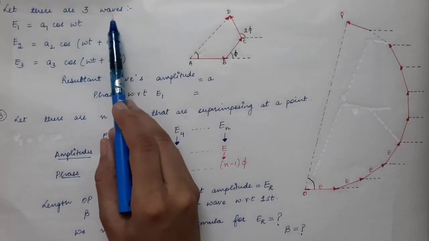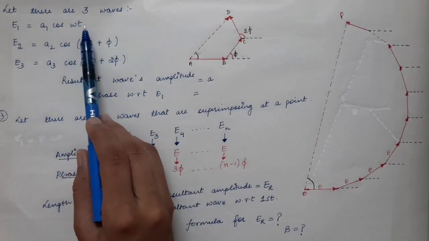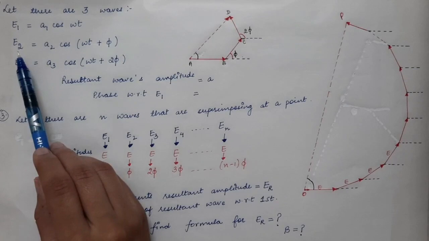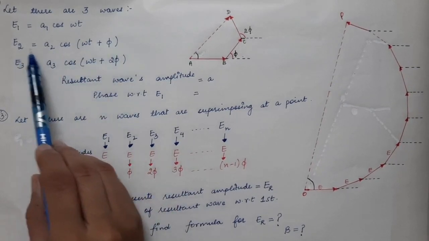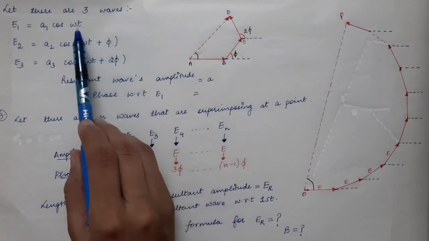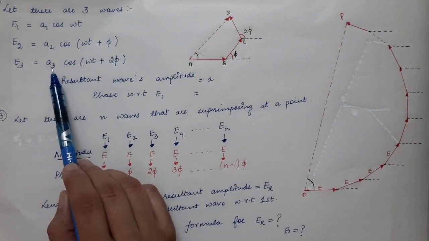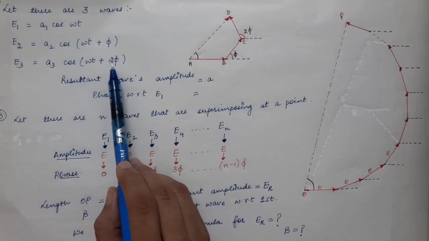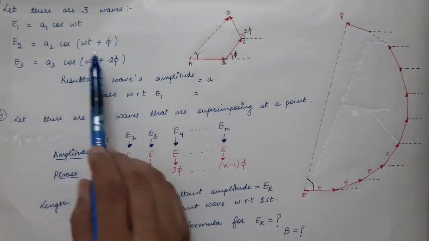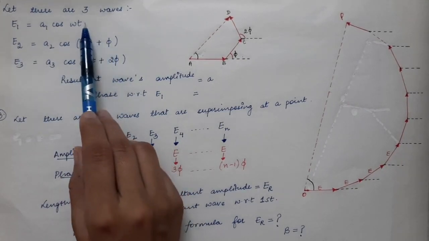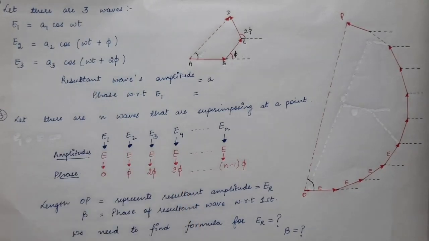Now let's consider there are 3 waves. The first wave E1 is equal to A1 cos omega t, and its phase is equal to 0. The second wave E2 is given by A2 cos(omega t plus phi), so it has a phase of phi with respect to the first. The third wave is E3 equal to A3 cos(omega t plus 2 phi). We are supposing that the phase of the second wave is phi with respect to the first and the phase of the third wave is 2 phi with respect to the first.